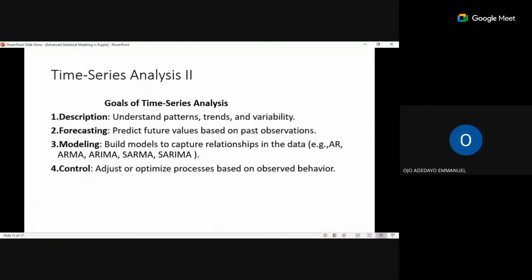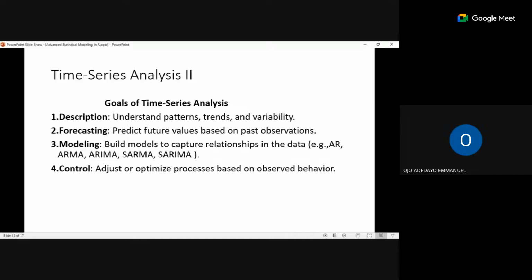Now, the goal of time series analysis: what do we want to achieve while performing time series? Number one, you will understand the pattern, the trend, and variability. That is the first thing, the description. We are going to know the pattern at which they are moving. Then from there, you can see the way this thing is moving is going to get worse, with the data I'm seeing. So from there, you can speak from the data. It shows you the pattern, the trend, and then the variability.